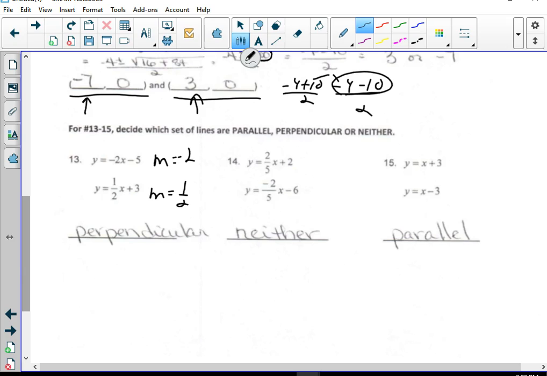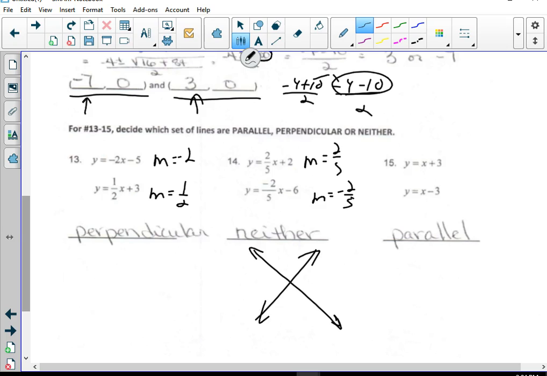Now this one's tricky. M equals 2/5. M equals -2/5. Well, it's neither. It can't be parallel because they're not the same. Yeah, they are. They're both 2 over 5. No. One's positive 2 over 5, one's negative 2 over 5. Think about it: negative slope, positive slope. Definitely not parallel. Alright? So it's neither.